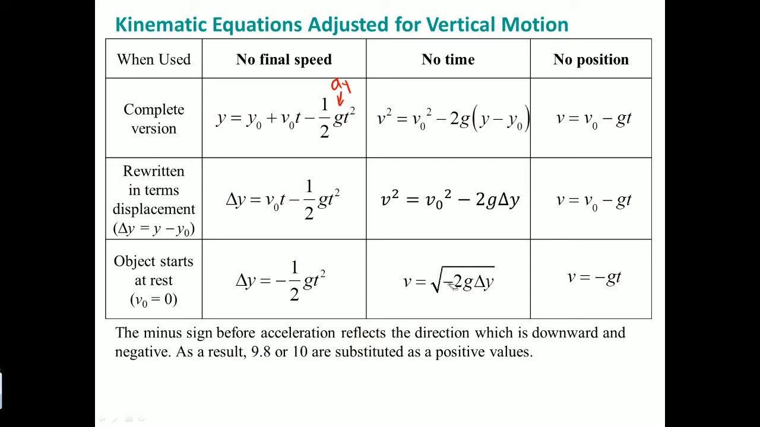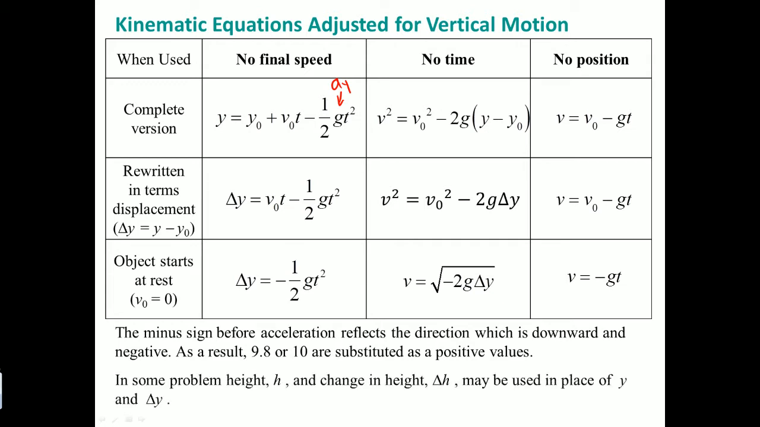I want you to understand that the minus sign before acceleration reflects the direction, which is always downwards and negative. As a result, 9.8 or 10 meters per second squared is substituted as a positive value. Please understand that we use height, h, or the change in height, delta h, as the same as y and delta y. So you might sometimes see this as h equals negative 1/2 g t squared. Vice versa, you might see this as v squared equals minus 2g delta h. Please understand that these are the same.